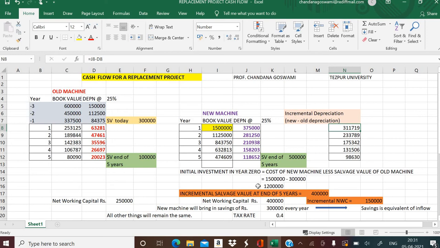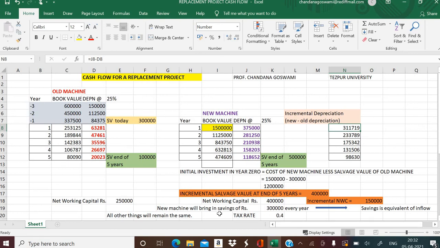Then incremental salvage value at the end of 5 years. For the new one, it is 5 lakhs. For the old one, it is 1 lakh. So 5 lakh minus 1 lakh is equal to 4 lakh. The old machine has a net working capital of 2,50,000. The new machine has a net working capital of 4 lakhs. So therefore, your incremental net working capital is 1,50,000. Please keep in mind we will need to calculate everything in the incremental form.